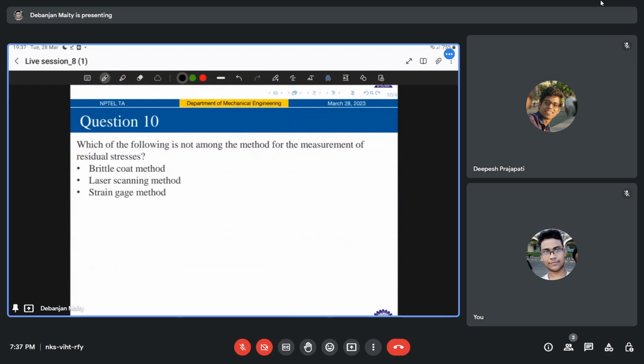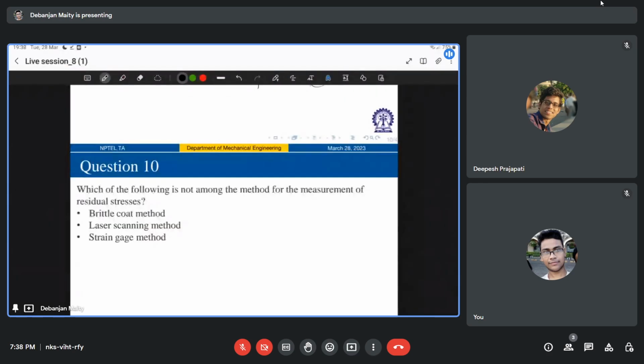The last two are simple objective questions. It says which of the following is not among the methods for measurement of residual stress. As we are saying, you have the strain gauge method, which you use for measurement of residual stress. You can have the brittle lacquer method. I have just mentioned one method which is laser scanning. Actually, we do some X-ray diffraction. There is nothing as such as a laser scanning method for measuring residual stress. So this is the right option.